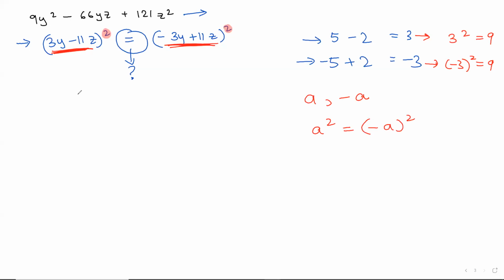So that is why both of these answers are correct. Now listen carefully once again. If I say x minus y whole squared, I can also write this as y minus x whole squared.